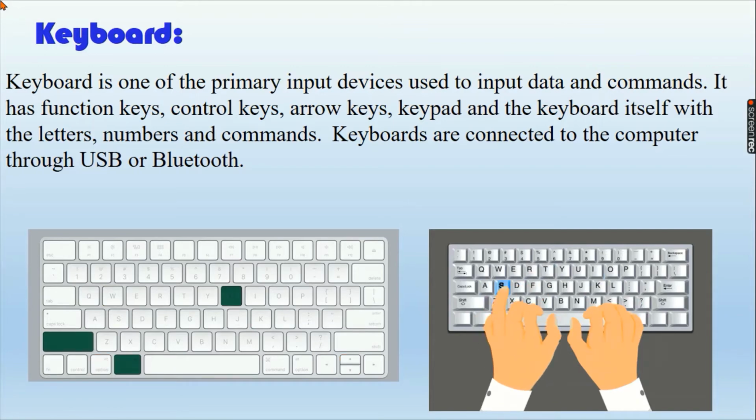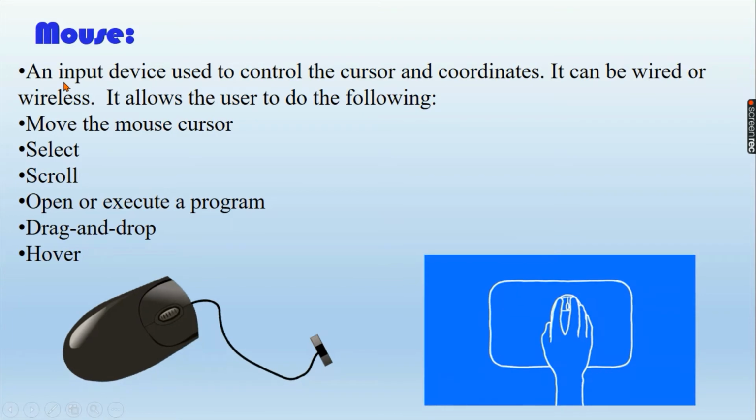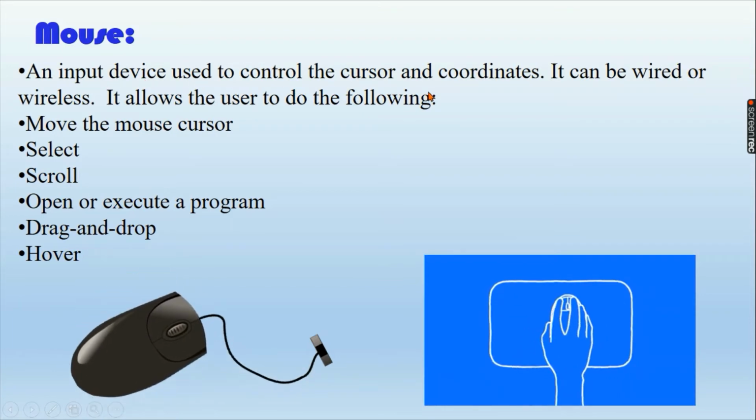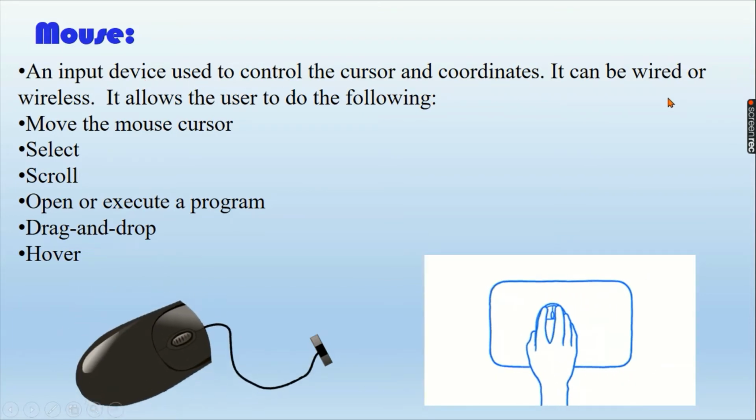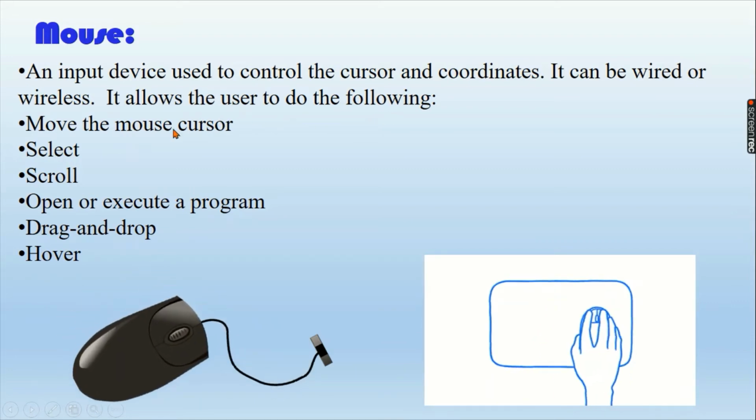So let's see another input device, that one is a mouse. A mouse is an input device used to control the cursor and coordinates. It can be wired or wireless. It allows the user to do the following operations.